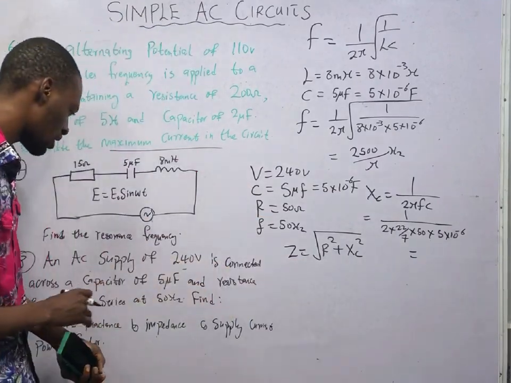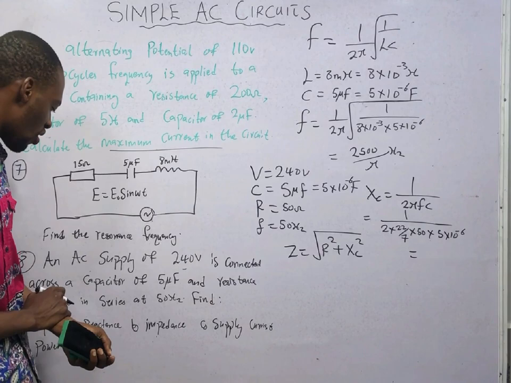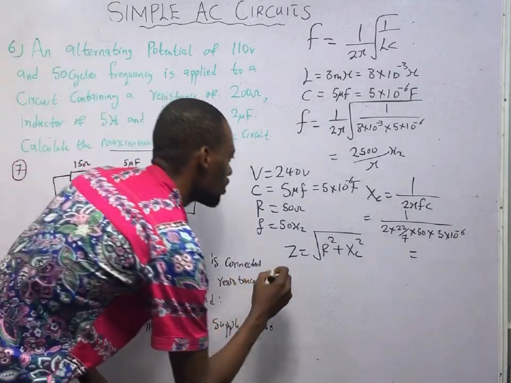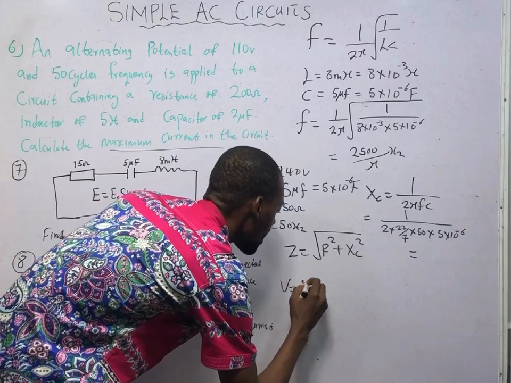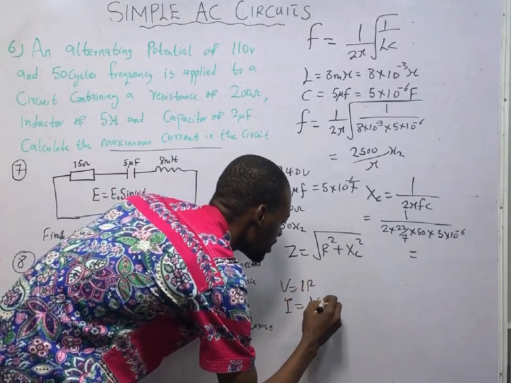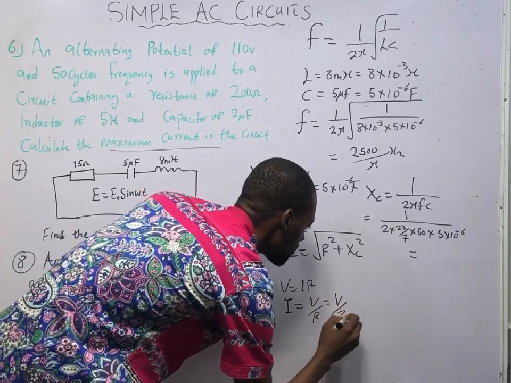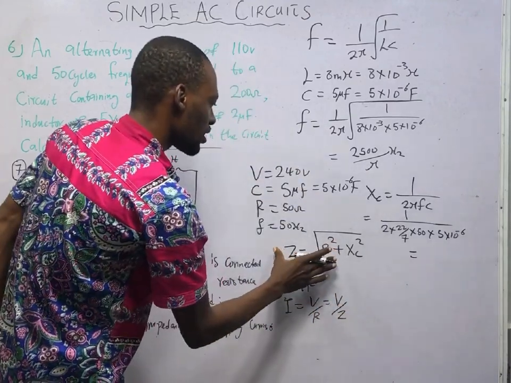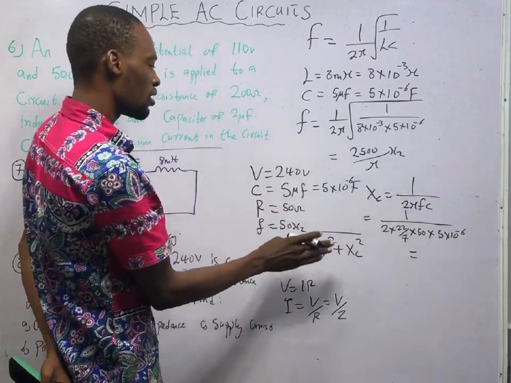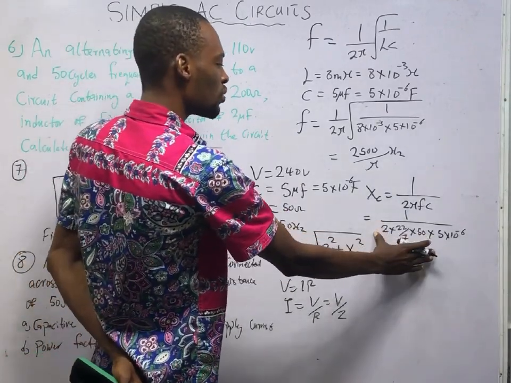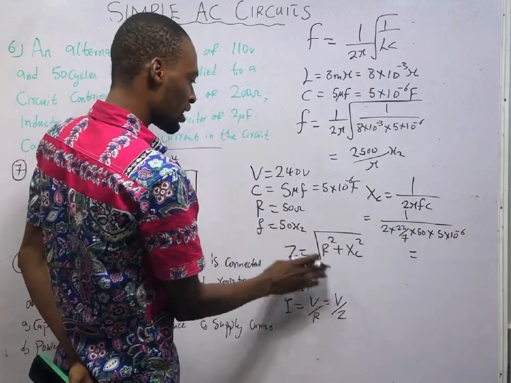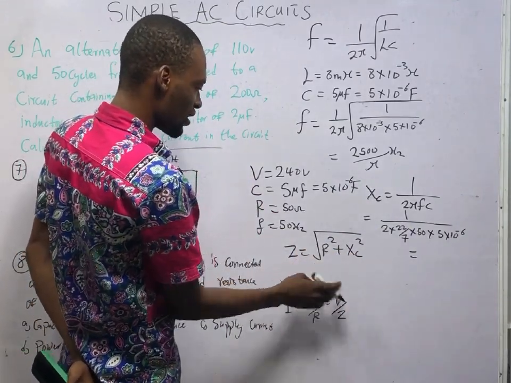The next question says, find the supply current. And this one says, find the power factor. From V equals IR, current will simply be voltage over resistance. In this case, voltage over impedance. And here, R is already 50 ohms. XC will be the value we shall arrive at here. And the impedance will be the value we shall arrive at here.